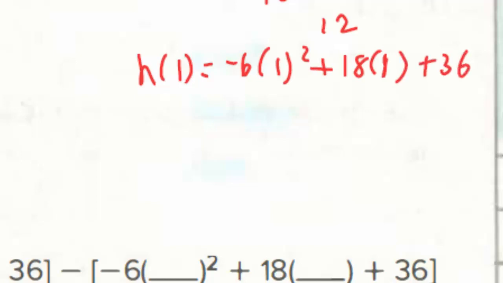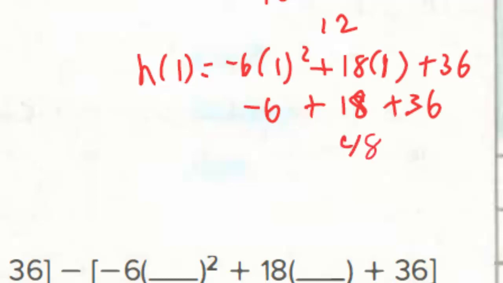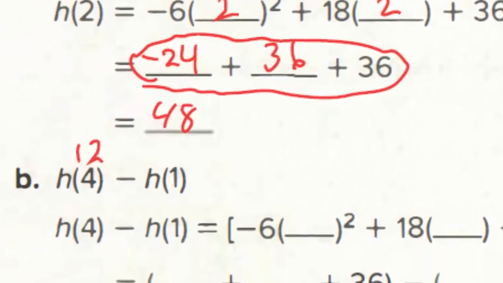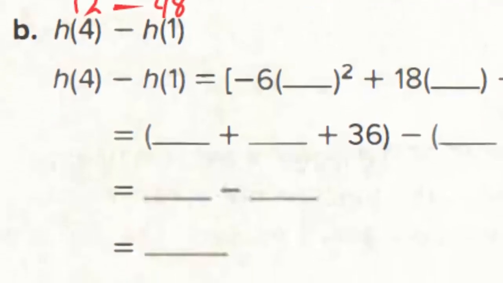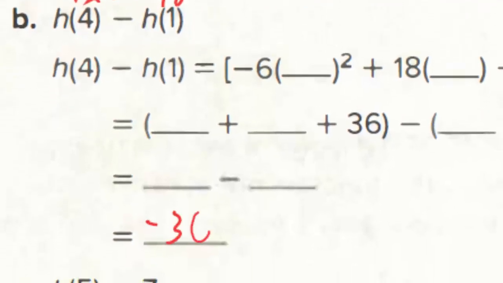Don't forget to do the square first. 1 squared is 1. 1 times negative 6 is negative 6. Plus 18 times 1 is 18. Plus 36. And we add them all up, and we get 48. So we go back over here. We get h of 1 is 48. So 12 minus 48 is the final answer that we're looking for. And that should be, what does that come out to? 36? Negative 36? Negative 36.